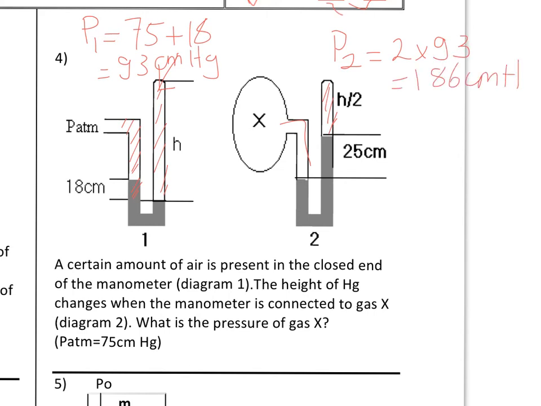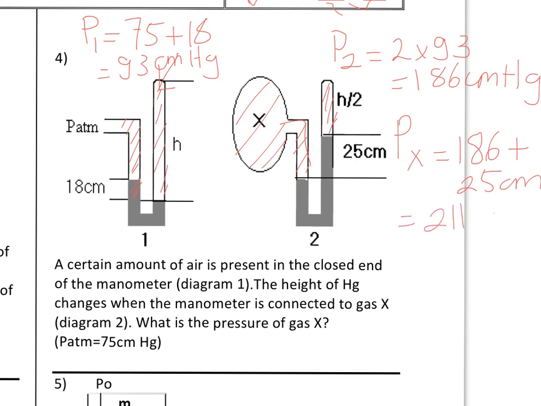Now let us compare it with the pressure exerted by gas X. Which is making more pressure? Gas X is making more pressure. How much more pressure? 25 centimeters mercury. So the pressure of gas X should be equal to 186 plus 25 centimeters mercury, which is equal to 211 centimeters mercury pressure.